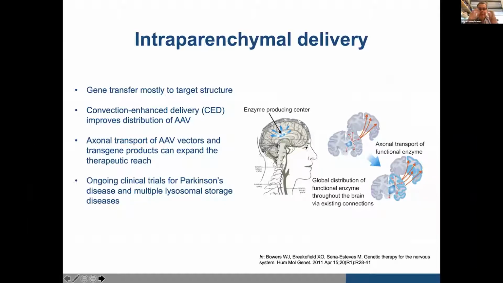And it turns out that some products, such as enzymes in lysosomal storage disease, can actually move through axonal transport, as well as growth factors. But in addition to that, using very high doses, vectors themselves can also move throughout the brain through axonal transport. And so that creates two approaches to achieve broader distribution of gene transfer in the brain in addition to the target structure. There are several ongoing clinical trials, some of them for Parkinson's disease, targeting the caudate and the putamen, and there's also some for lysosomal storage diseases.